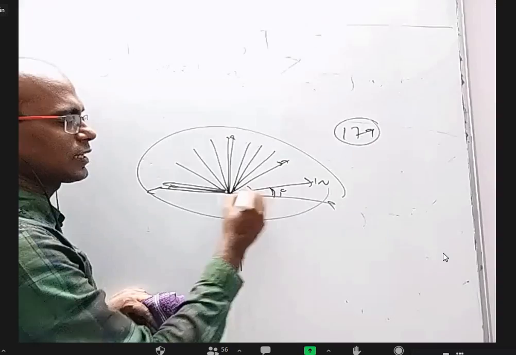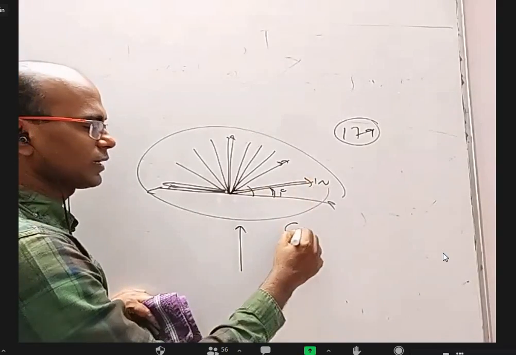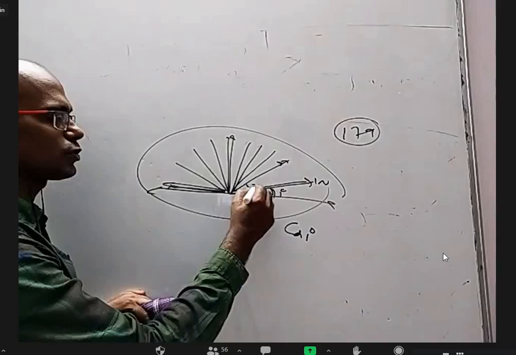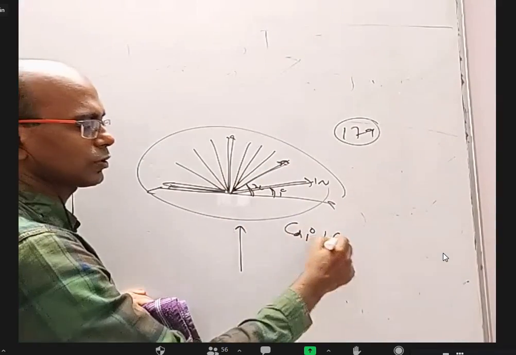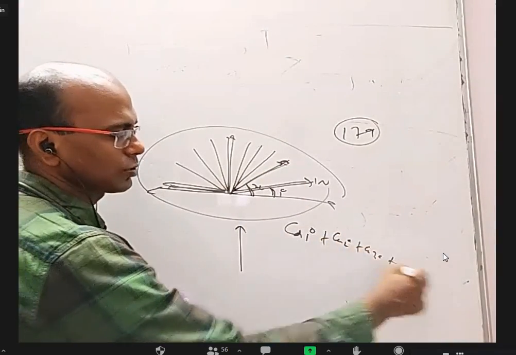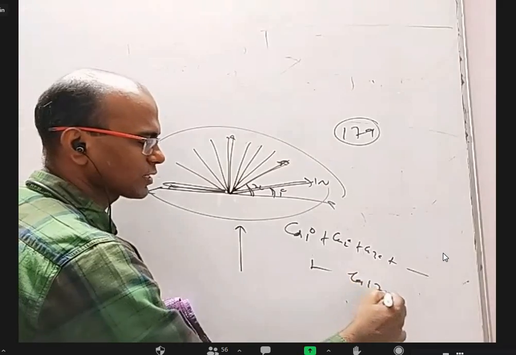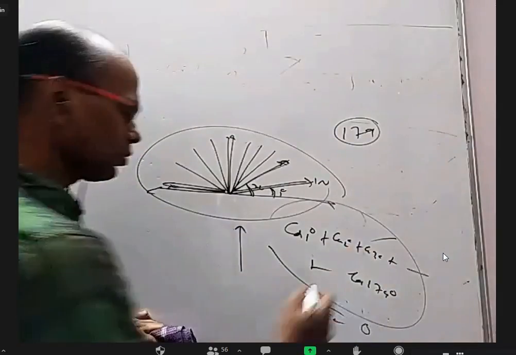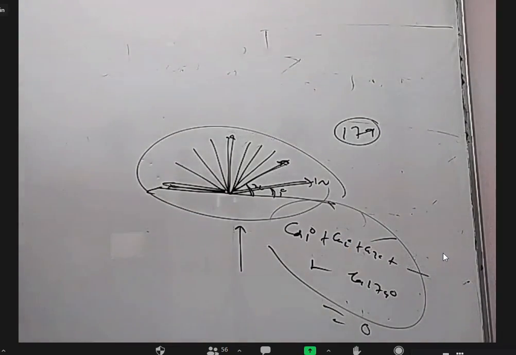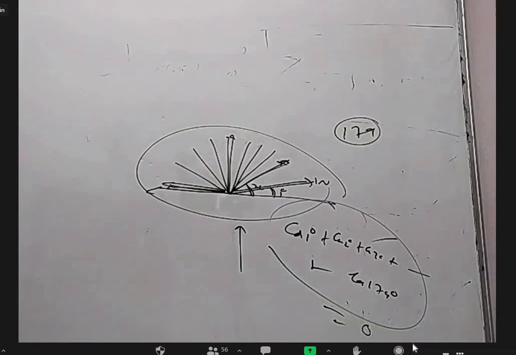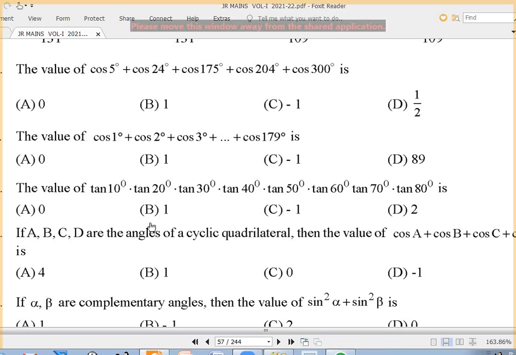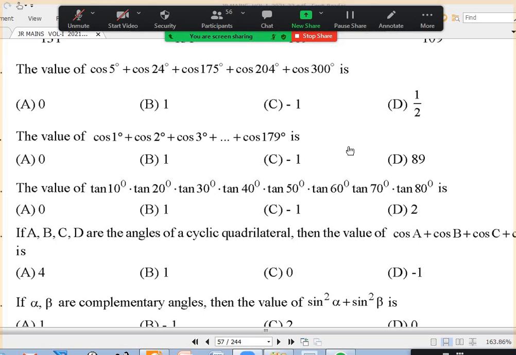If this is 1 degree and this is 1 Newton, the horizontal component is cos 1 degree. If this is 2 degrees, the horizontal component is cos 2 degrees. At the last, cos 179 degrees. Can I say the whole sum of the horizontal components should be 0? Yes, sir. That is exactly the question we discussed. So you can do it that way.